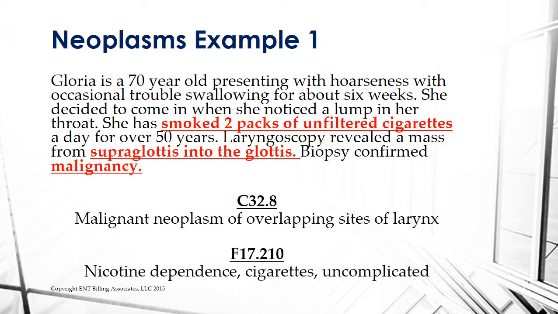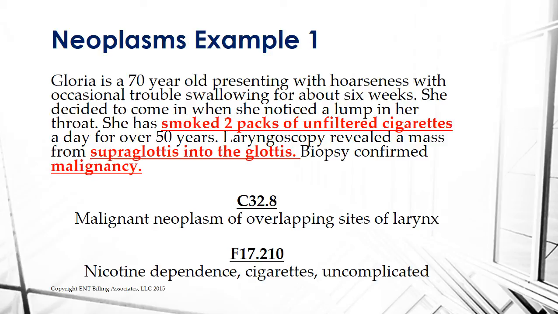So here we have our first neoplasm example, and this example is related to the digestive system. In this example, we have a patient who is presenting with hoarseness with occasional trouble swallowing for about 6 weeks. She came in when she noticed a lump in her throat. She smokes 2 packs of cigarettes a day and has done so for 50 years. Her laryngoscopy revealed a mass from the supraglottis into the glottis, and her biopsy confirmed malignancy.